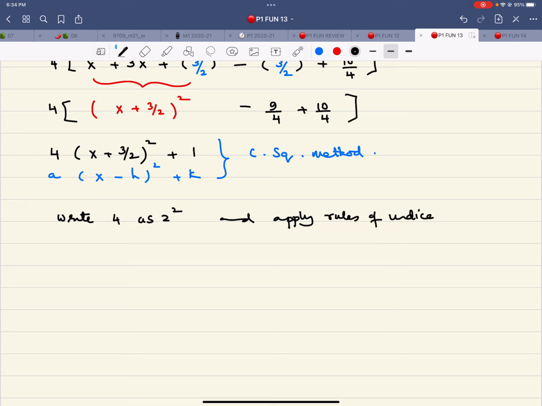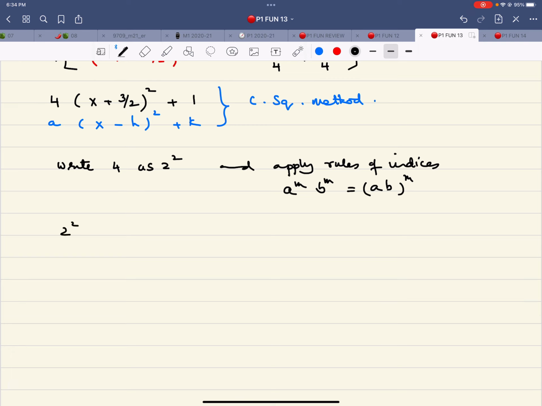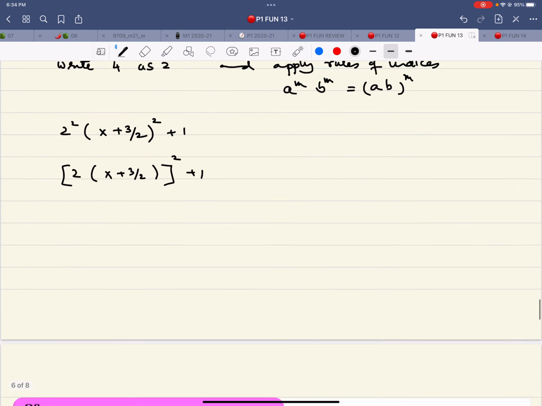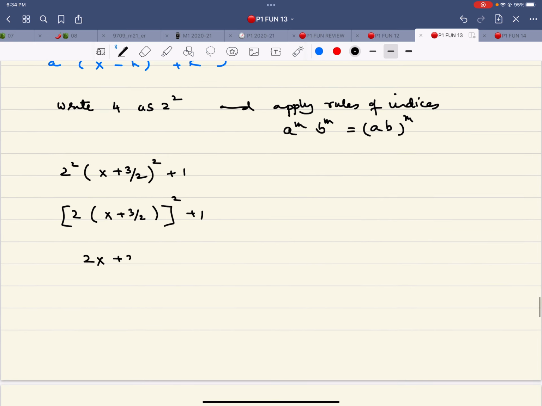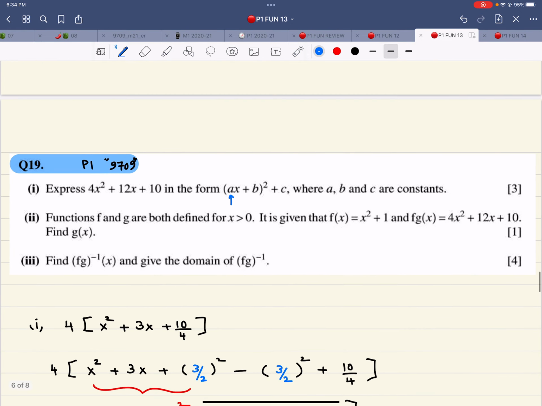Which rule of indices are we interested in? aᵐ bᵐ, that is (ab)ᵐ. So therefore this is 2², this is (x + 3/2)² + 1. That is 2 bracket (x + 3/2), the whole thing squared, plus 1. That is (2x + 3)² + 1. So now it's in that form, which is (ax + b)² + c. Is that so? Yes, it is.